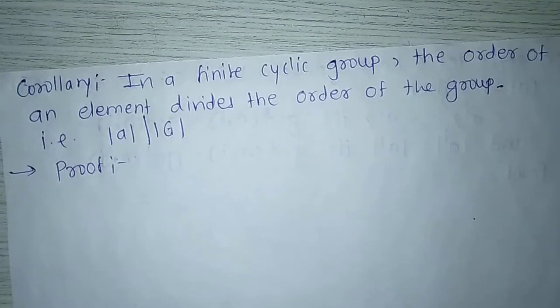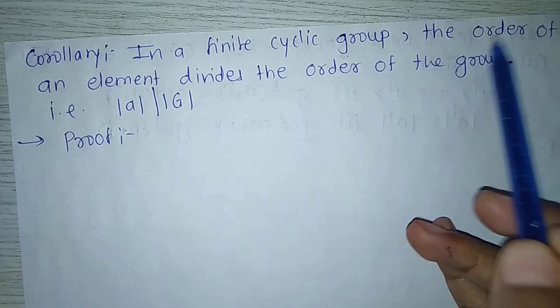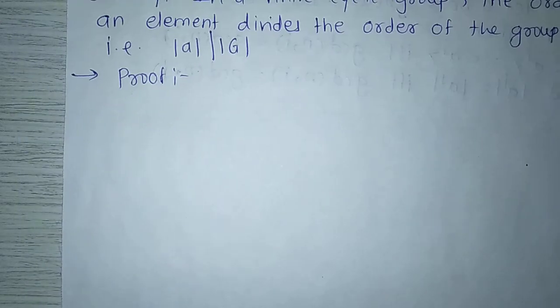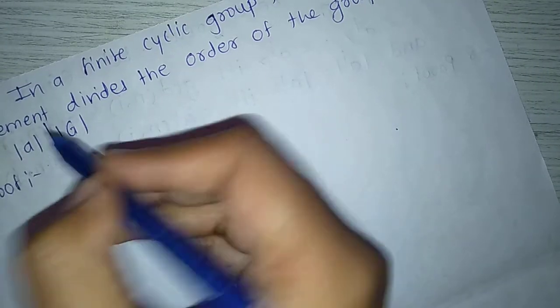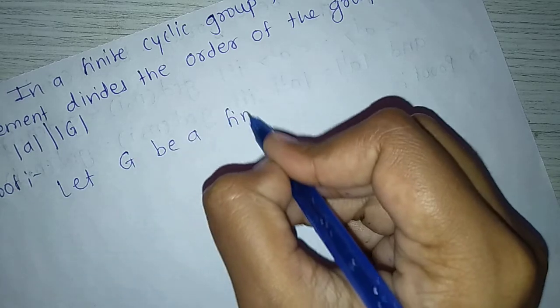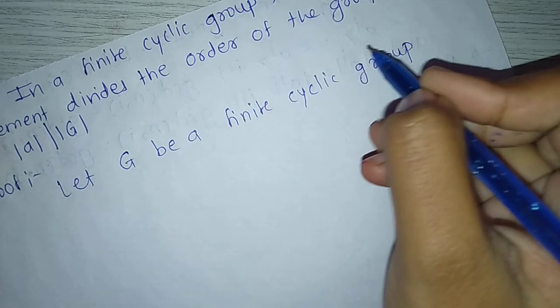Now the second corollary: in a finite cyclic group, the order of an element divides the order of the group, that is, the order of a divides the order of G. Proof: let G be a finite cyclic group generated by a.